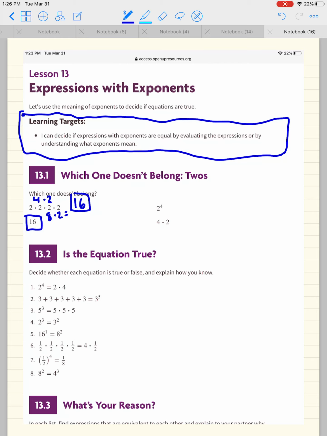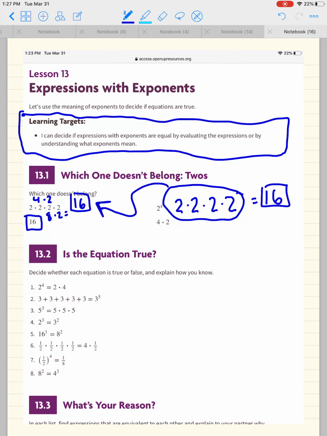So I think it's fair to assume that there is one other one that also equals 16. So let's check out which one we think it'll be. We have 2 to the 4th power, and we have 4 times 2. So 2 to the 4th power, remember, means 2 times itself 4 times. And so it's going to look like this. And I'm noticing that this is the exact same thing as that right there. And so that's also going to equal 16.